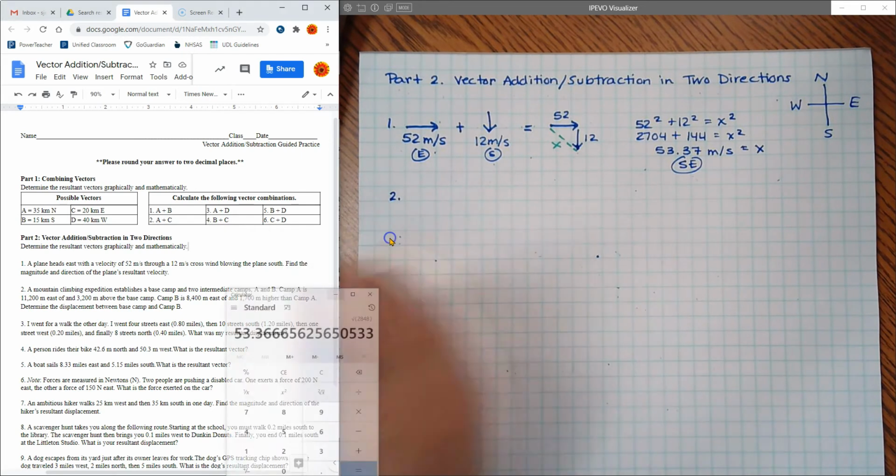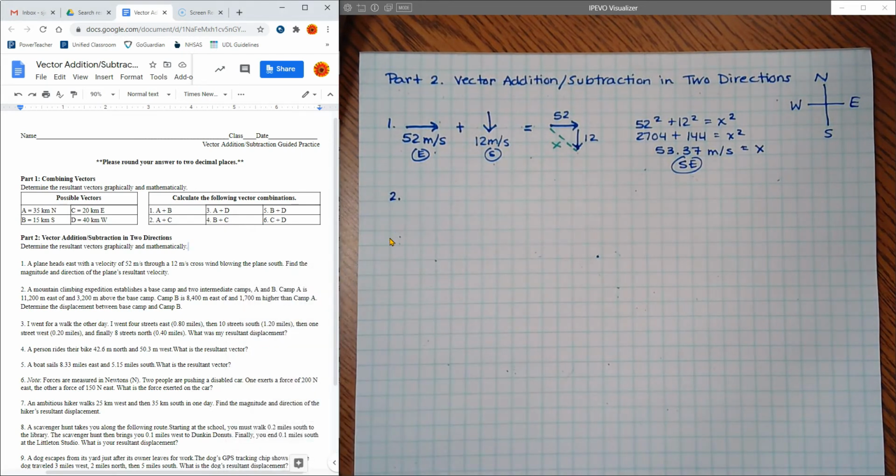Number 2 says a mountain climbing expedition establishes a base camp and 2 intermediate camps, A and B. Camp A is 11,200 meters east of and 3,200 meters above the base camp. Camp B is 8,400 meters east of and 1,700 meters higher than Camp A. So we need to determine the displacement between base camp and Camp B.